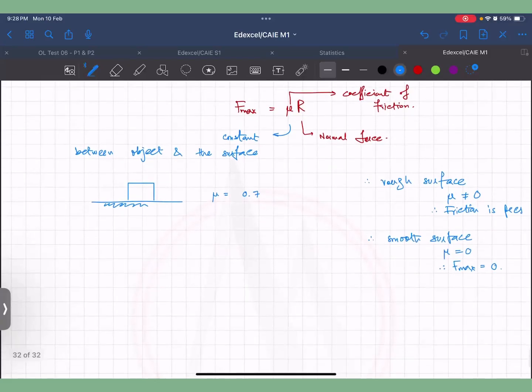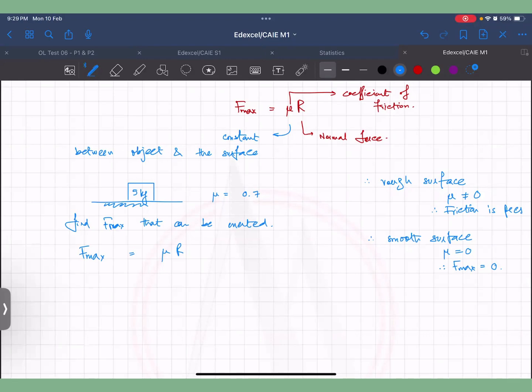Okay, this is an important thing. For example, right now, this object, let's suppose is of 5 kg, and the coefficient of friction is given to us as 0.7. Find F max. That is, if the object will go into motion, then the maximum friction that can be exerted. So what do we need? F max is equal to mu R.